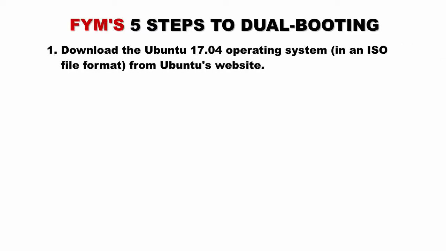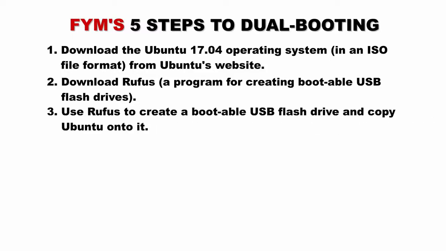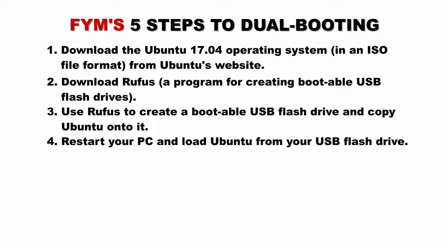1. Download the Ubuntu 17.04 operating system in an ISO file format from Ubuntu's website. 2. Download Rufus, a program for creating bootable USB flash drives. 3. Use Rufus to create a bootable USB flash drive and copy Ubuntu onto it. 4. Restart your PC and load Ubuntu from your USB flash drive.